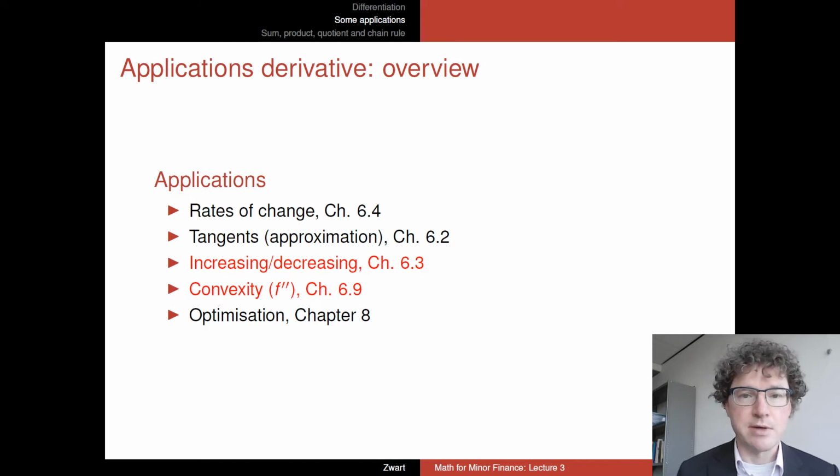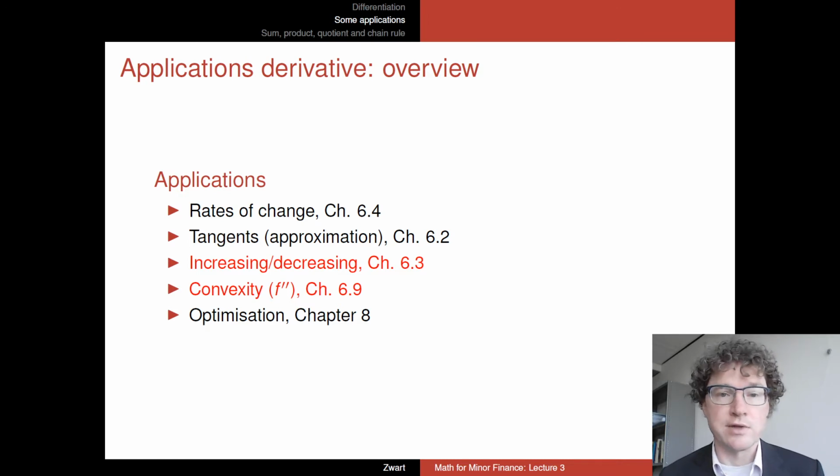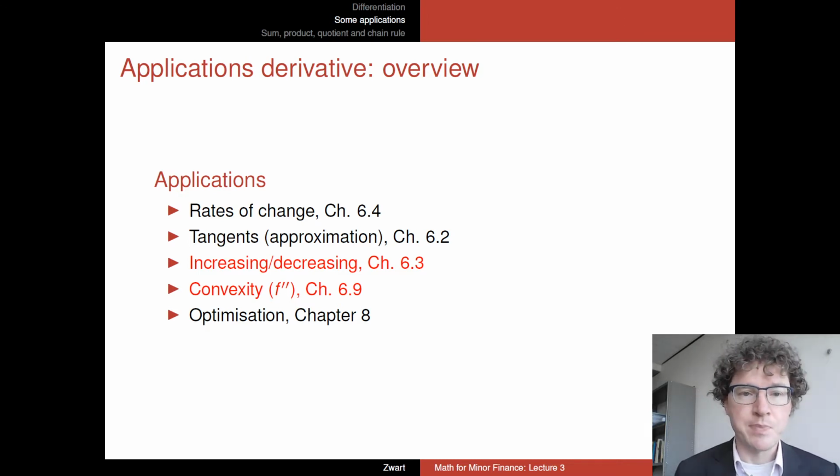So there's a whole range of applications, so I'll skip the first two of those in this lecture so you can read about those in the book. So one is about rates of change. So we saw that the derivative actually measures how fast something changes, right? How fast a line, for instance, the height of a line or the height of a curve changes as you move to the right on the x-axis.